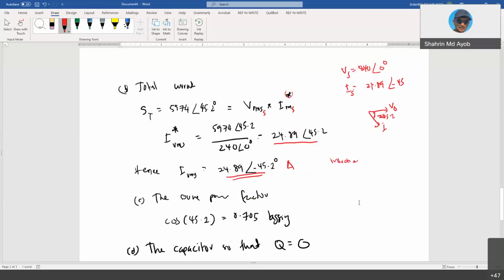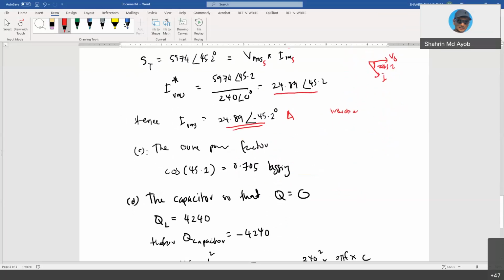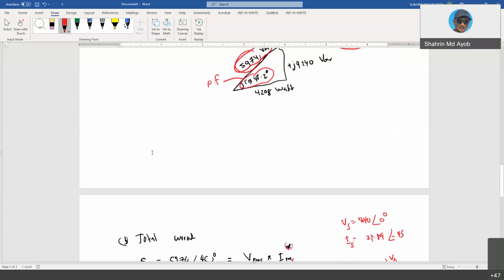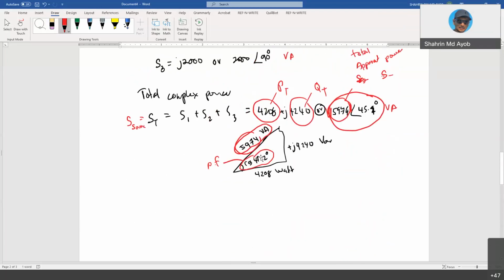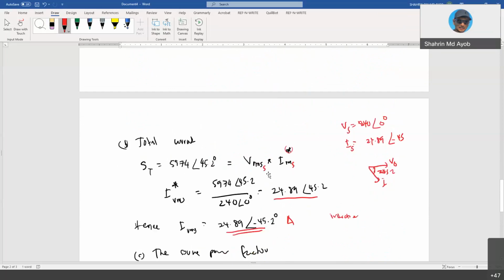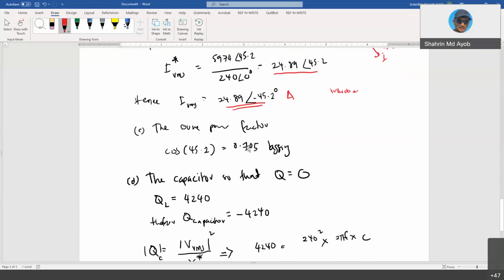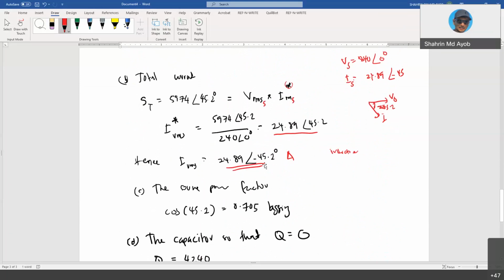Okay, straightforward. The next is the power factor. The power factor is the cos of this angle, 45.2, so 0.705. It didn't give information whether it is lagging or leading, but due to the information from the current, we know this current is lagging. So the power factor is 0.705 lagging.